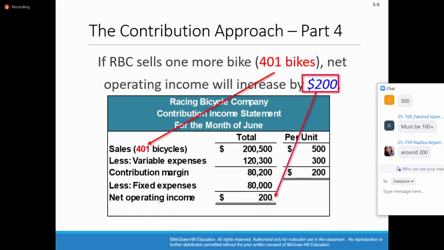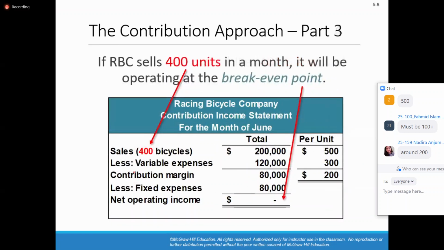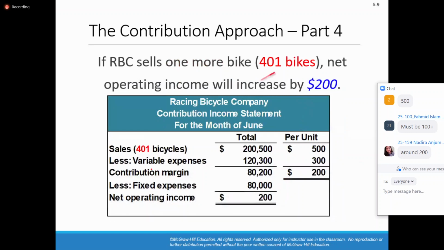Now, if you sell one more unit from the break-even point, your break-even point is 400 units of bicycle, but if you sell an additional 1 unit, is it very straightforward to think that each additional sale of a bicycle will give me 200 net operating income? It will give me 200 net operating income.